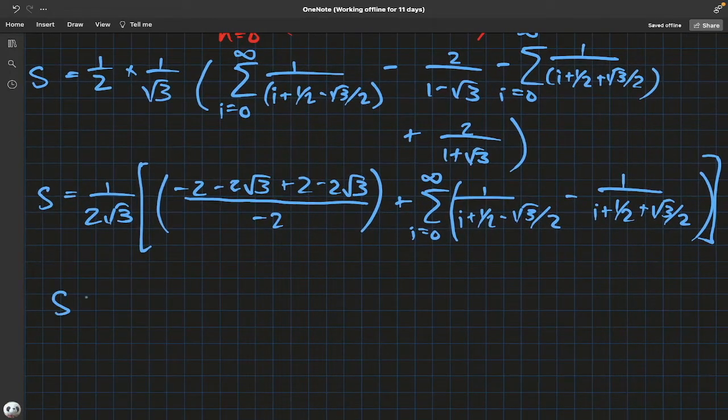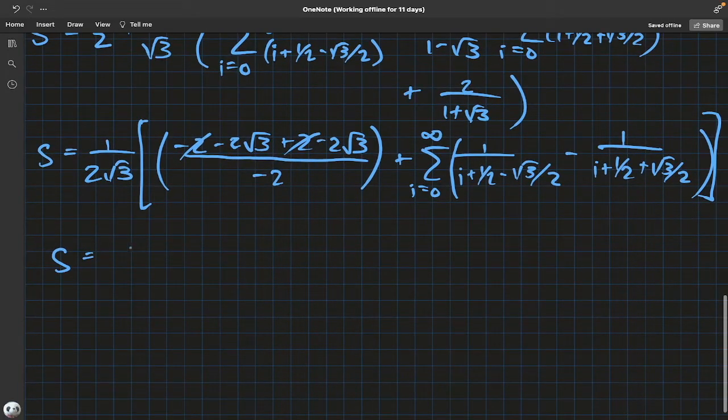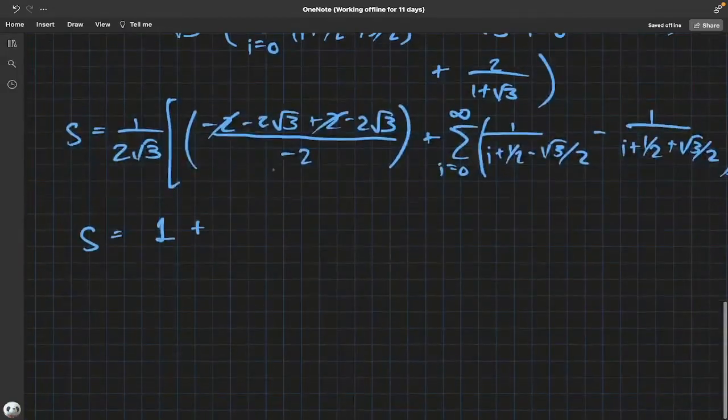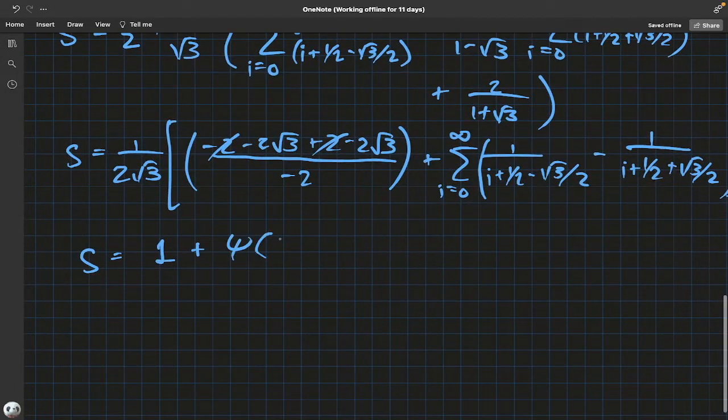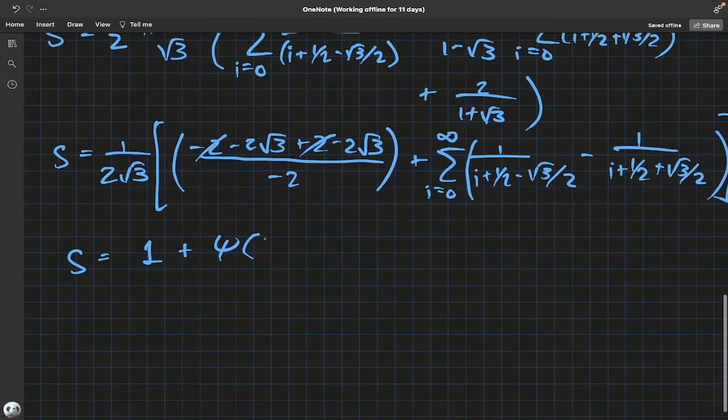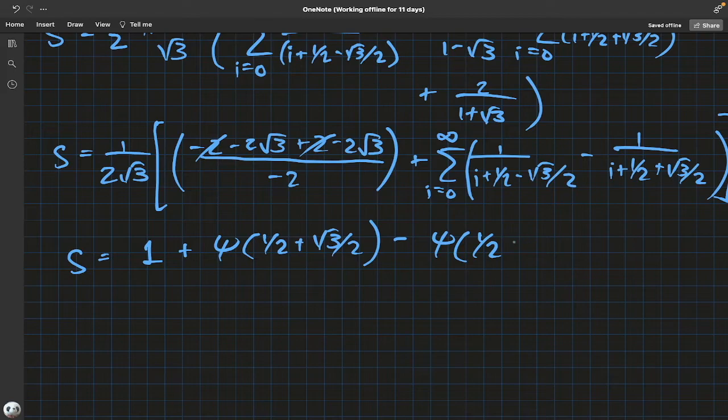And now notice this cancels off nicely. Everything just works out to give us 1. So we just have a 1 plus. Now for this, remember the digammas over here were flipped up. So digamma of 1 half plus root 3 by 2 minus the digamma of 1 half minus root 3 by 2.